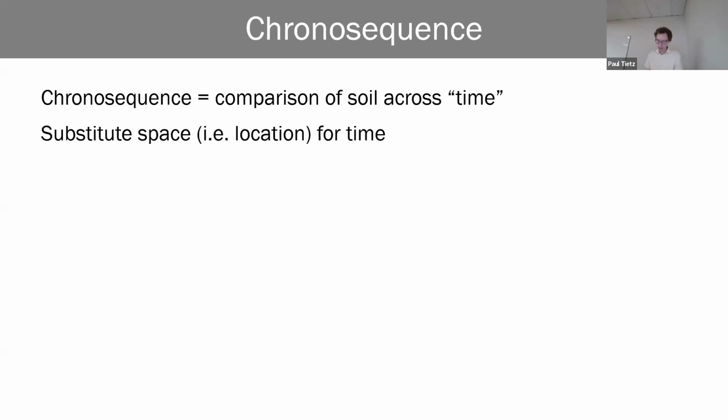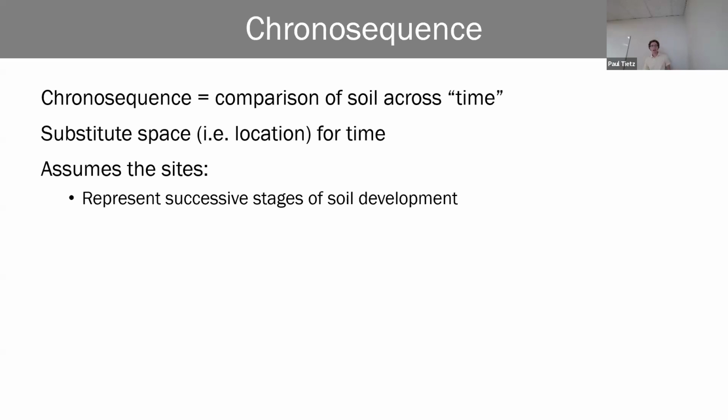However, there are limitations on this. You can't just go anywhere and assume this will work. You need to have the sites be representative of successive stages of soil development. So first this horizon develops, and then this one, and then this one. You have to assume that they represent a progression of soil development, and that they also pass through the same stages over time.